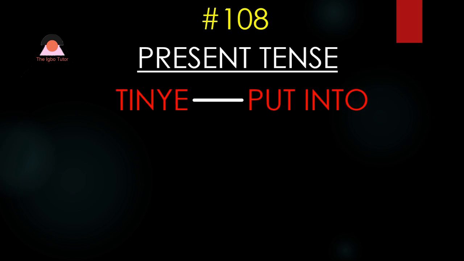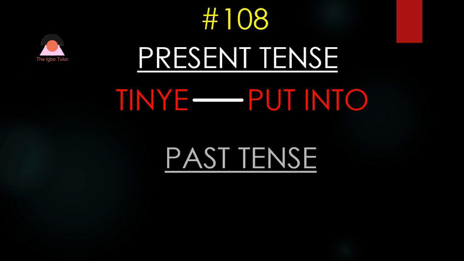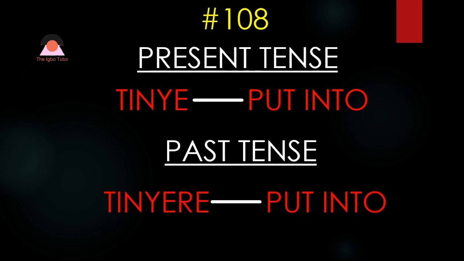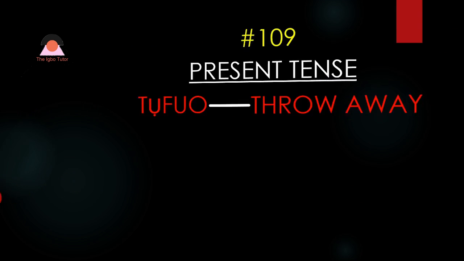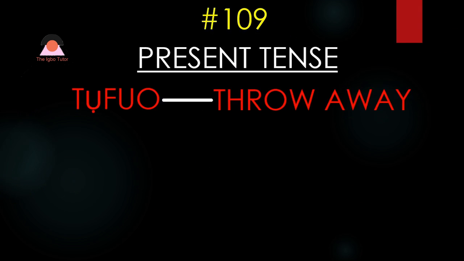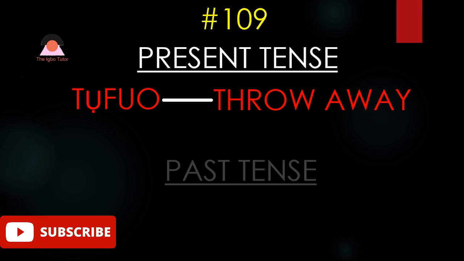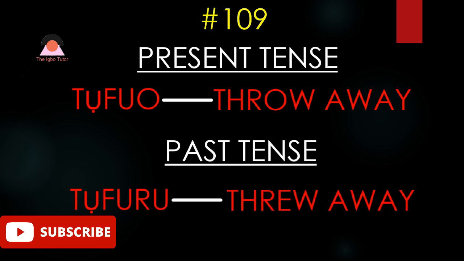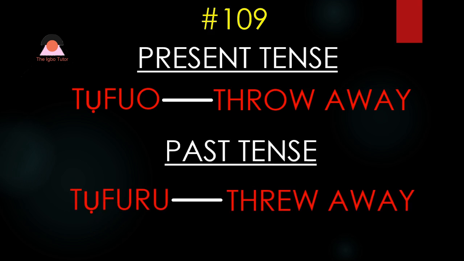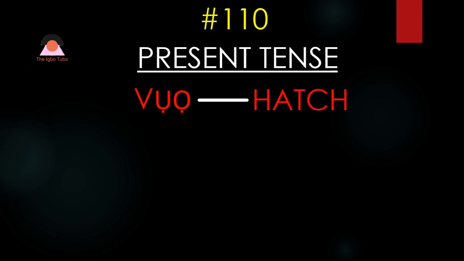The word is tinye, put into. The past tense of tinye is tinyere, put into. Of course, you know that the past tense of put is the same as put, no difference. So tinye, tinyere. We move to 109. And the word is tufuo, meaning throw away. What is the past tense of tufuo? It is tofuru. Tofuru, threw away. We go to 110.